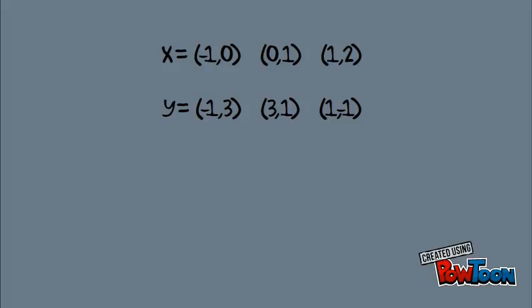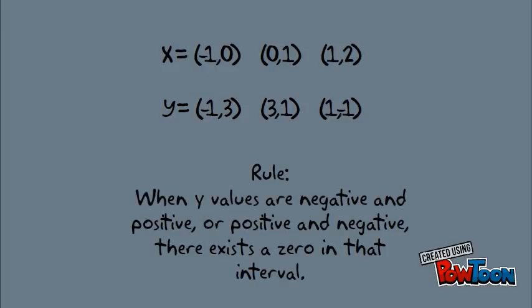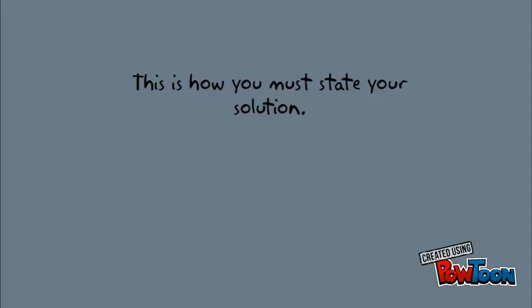There is a rule that if the results of the intervals are on opposite sides of 0, then there exists a 0 in that interval. So because -1 to 3 are on opposite sides, 3 to 1 aren't, and 1 to -1 are, then -1 to 0 has a zero, 0 to 1 doesn't, and 1 to 2 does.